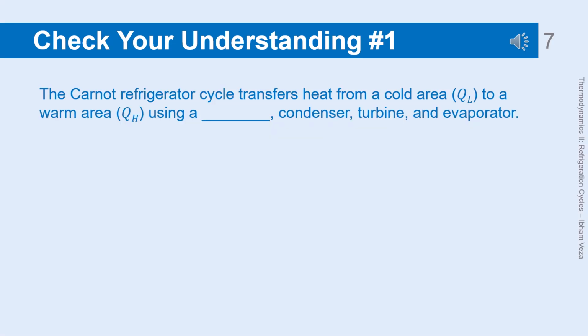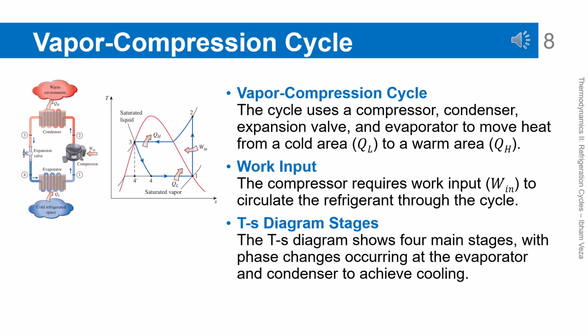The Carnot refrigerator cycle transfers heat from a cold area, QL, to a warm area, QH, using a compressor, condenser, turbine, and evaporator. Vapor compression cycle components and TS diagram.